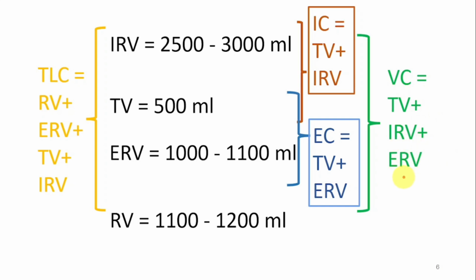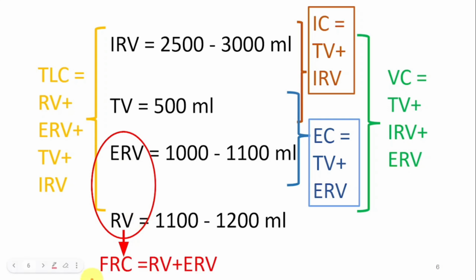Inspire after forcible expiration. And this one, if you add ERV and RV together, it will be FRC, functional residual capacity. And this will be the amount of air or the volume of air that remains in lung after normal expiration. Remember one thing, this is normal expiration.